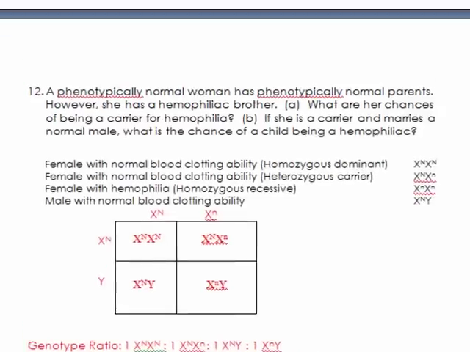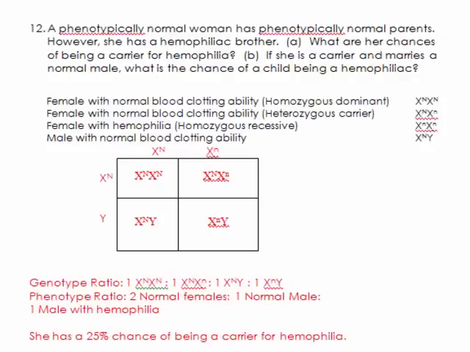Number 12. A phenotypically normal woman has phenotypically normal parents. However, she has a hemophiliac brother. What are her chances of being a carrier for hemophilia? If she is a carrier and marries a normal male, what is the chance of a child being a hemophiliac?